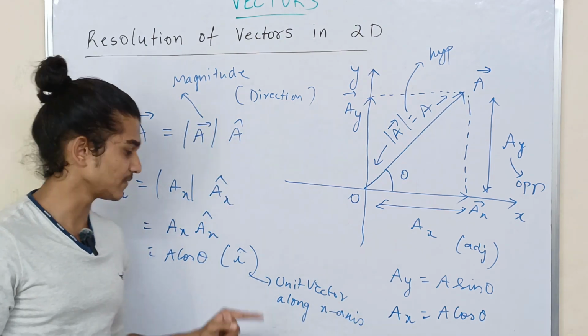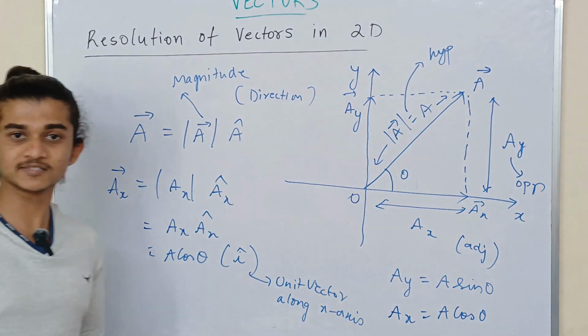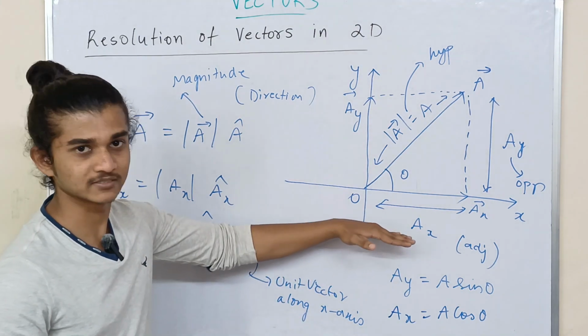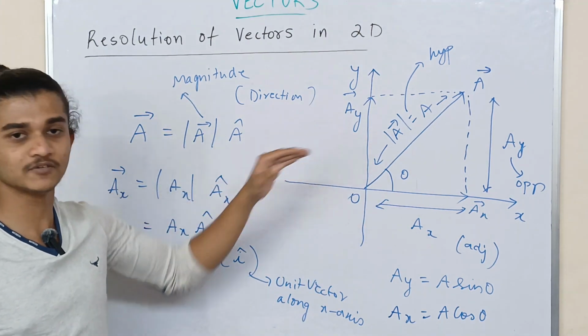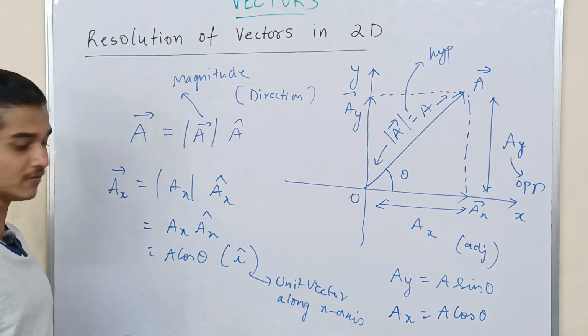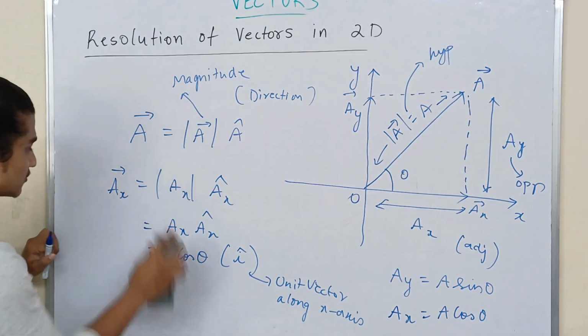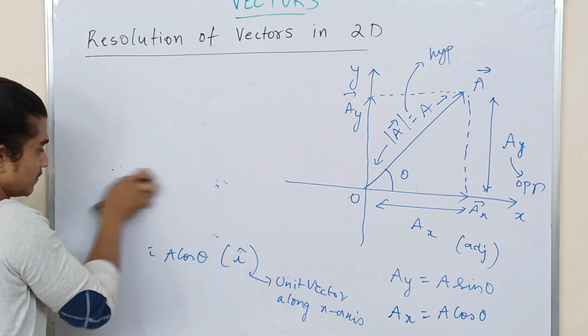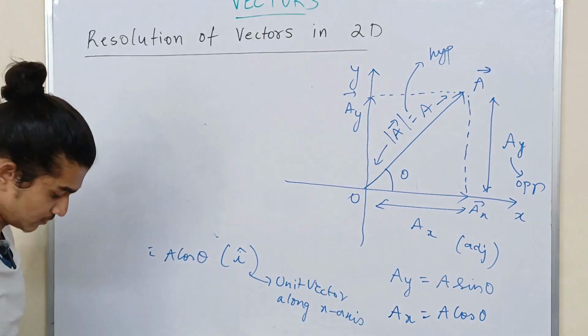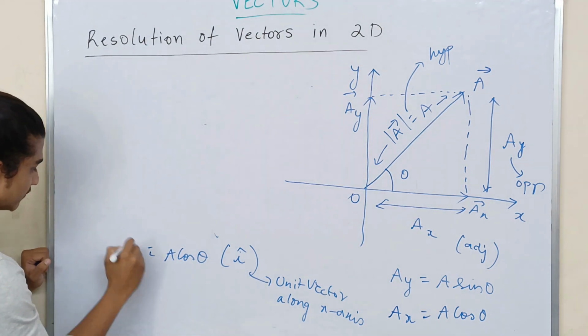So if I say i cap, it means the vector is represented along the x-axis. Similarly, if I say j cap, it means represented along the y-axis. If I say k cap, it is represented along the z-axis. So I'm going to write that also. So this is my ax vector.